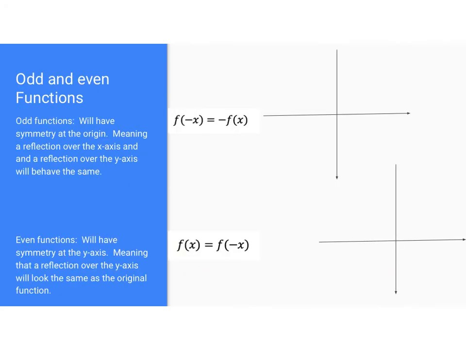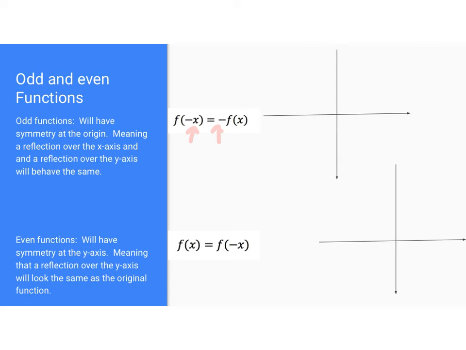The next thing we can talk about is odd and even functions. This goes with that idea of looking at the end behavior and kind of connects it all. The definition of an odd function is one that has symmetry at the origin, meaning that a reflection over the x-axis, remember when we reflect across the x-axis, we put a negative in front of our function, will look the same as a reflection over the y-axis, which gives us a function with a negative inside.